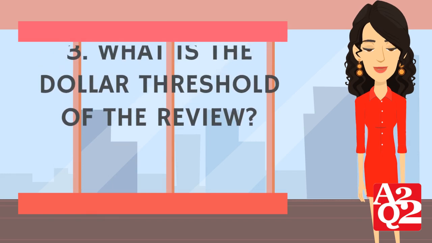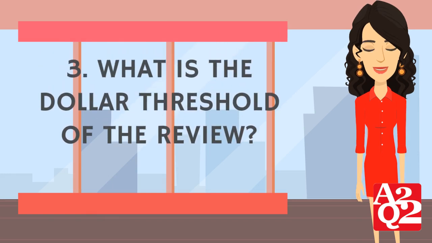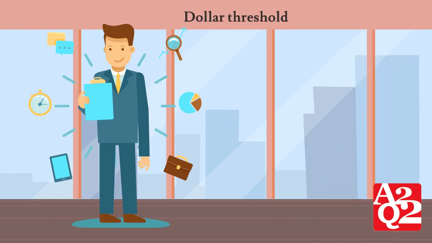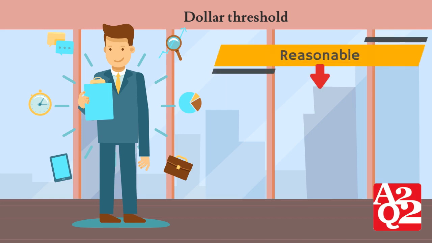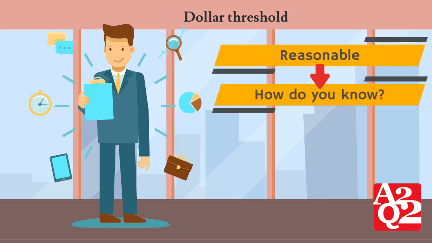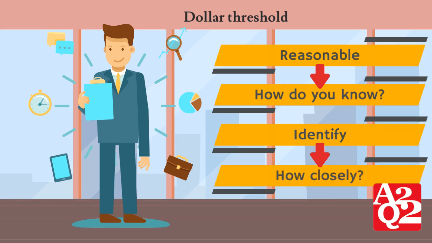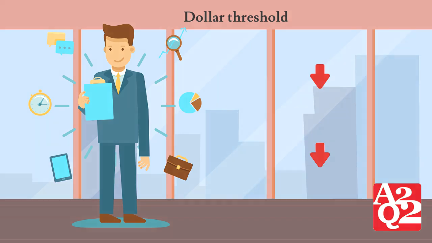What's the dollar threshold or the dollar amount that you're reviewing? That's question number 3. So if you are describing that you are looking at a report and if you're seeing if it's reasonable, they'll say, well, how do you know what amount? Will you look at something that is $1,000 or will you identify something that is $5,000, $10,000 off? How closely do you review the amount or the report or the totals?